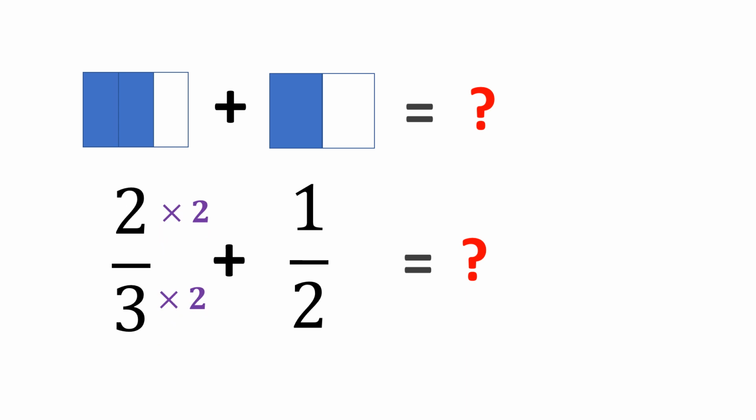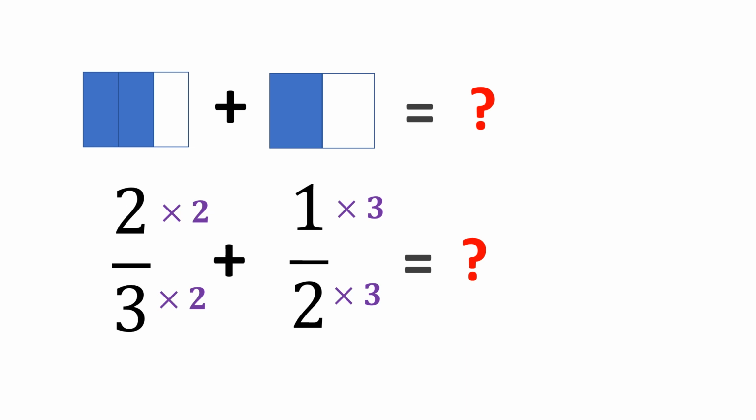So for 2/3, it's times 2, and for 1/2, it's times 3. The purpose of this is for them to have the same denominator. The denominator can be the least common denominator, or it can be any common denominator. This time, the least common denominator is 6, so we want to make both denominators 6.